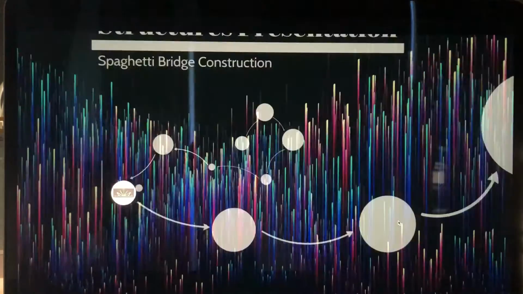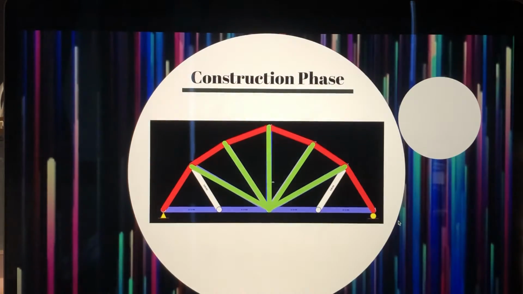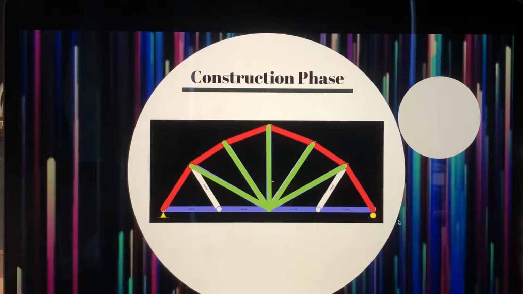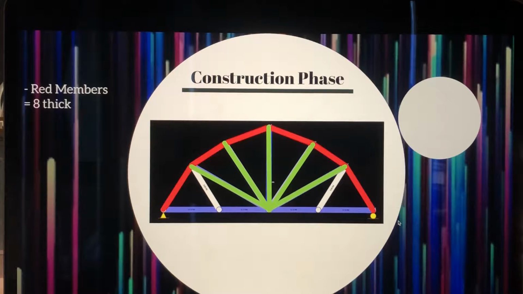Once the forces were calculated, members in compression, which are the members highlighted in red, were calculated to experience a force of between 5 to 6.5 kilonewtons, resulting in these members being 8 spaghetti thick. Tension members, which have been highlighted in green, were calculated to experience a member force between 2 to 5 kilonewtons, in turn only requiring these members to be 5 spaghetti thick.